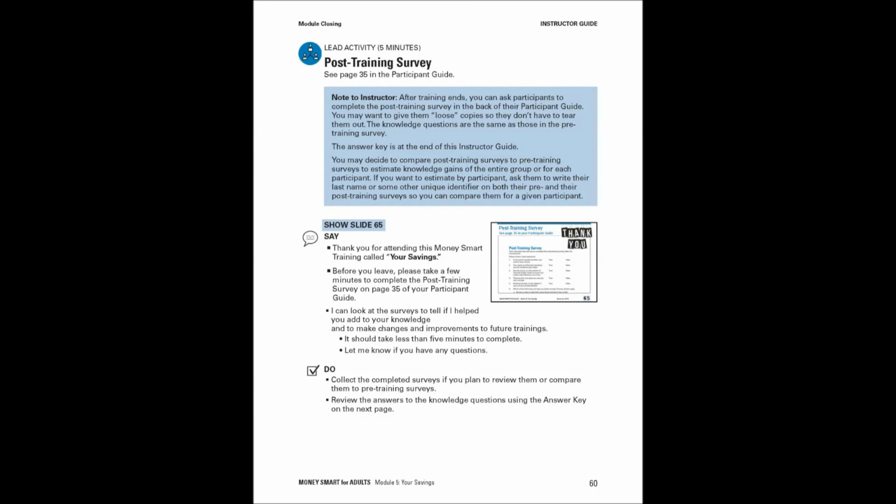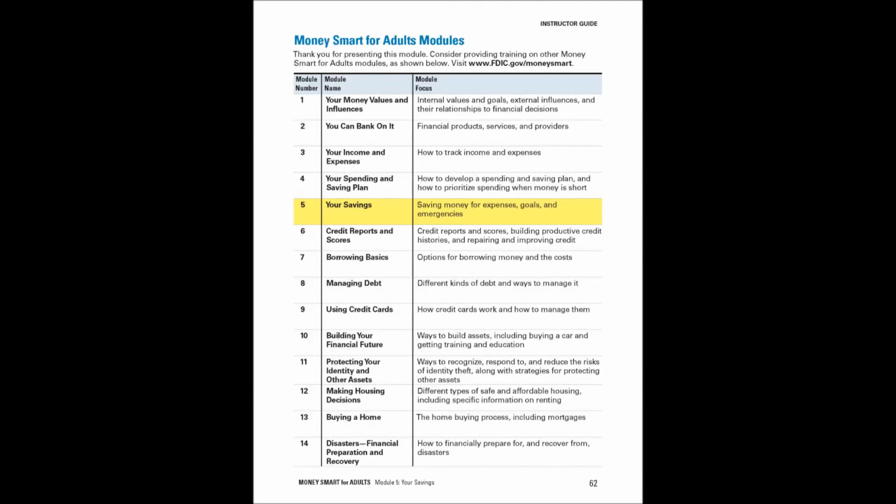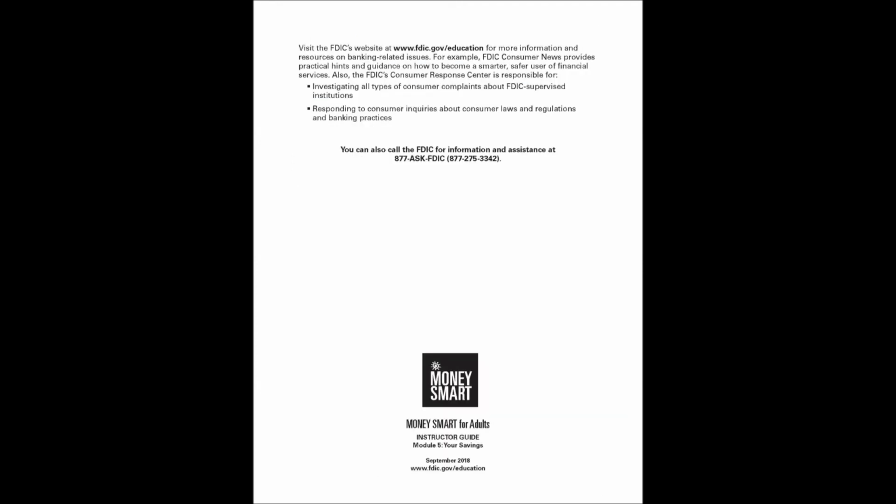And then once you're ready, you can administer the post-training survey, showing slide number 65 and giving them an opportunity to complete that. The answer key for both the pre and post-training surveys is listed here on page 61 in the instructor guide. You can also see where Module 5 fits into the overall curriculum of the Money Smart for Adults modules. And that's it. That is our overview of the Money Smart for Adults Module 5, Your Savings.